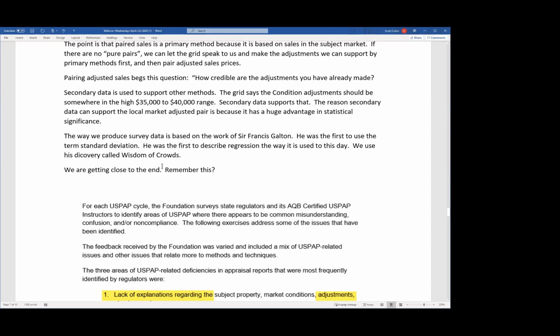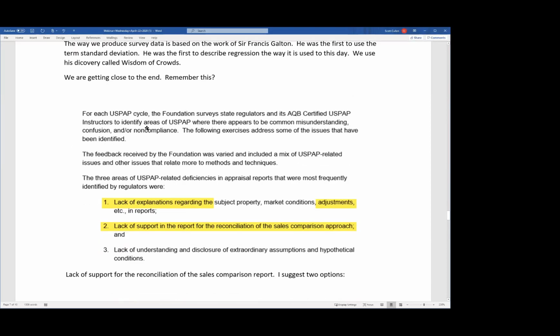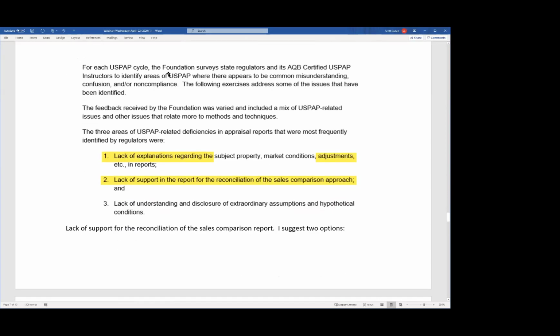So we're getting close. I want to remind you what we were trying to show from this guidance from the foundation, talking about what the problems were. Lack of explanation regarding adjustments. We've covered that. We've covered time adjustments, sales list ratio adjustments to the comps, depreciated cost adjustments, and then what I'll call other adjustments. Those are the ones that are based on the survey data. The other problem that they saw was lack of support in the report for the reconciliation of the sales comparison approach.